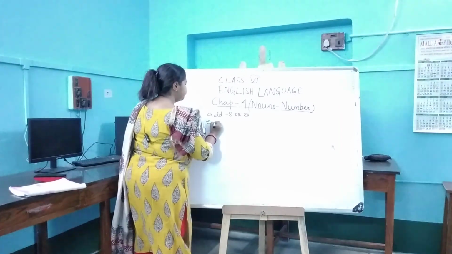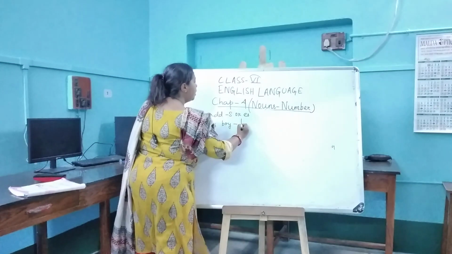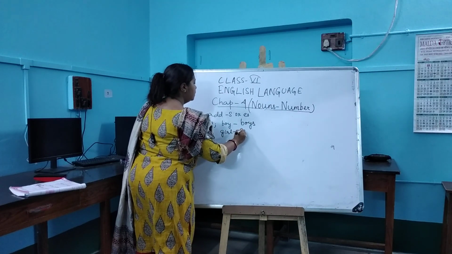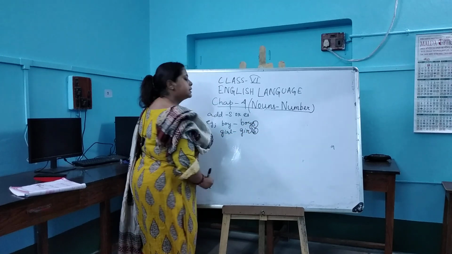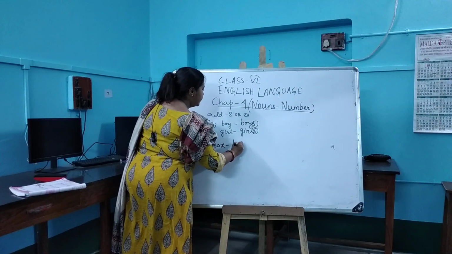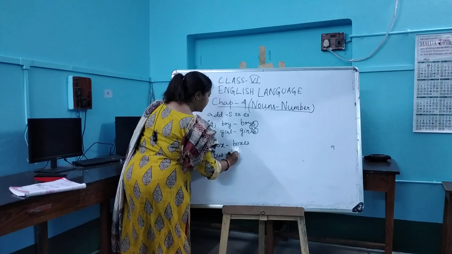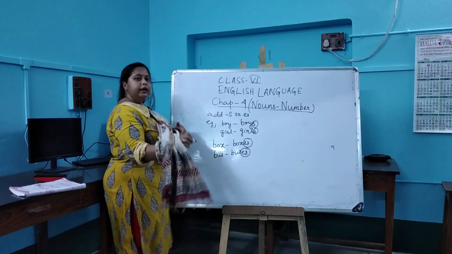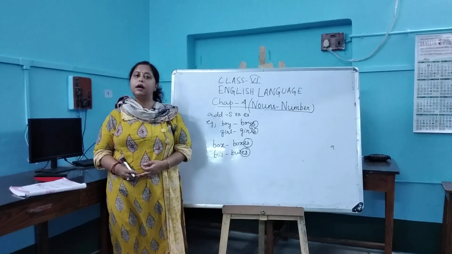For example, boy, how will we make it plural? Boys. Girl, girls. Here we are adding only s, but in some cases we add es, like box, we add es, boxes. Bus, we add es, buses. So in this case we are adding es. So the first rule is adding s or es to the singular noun.